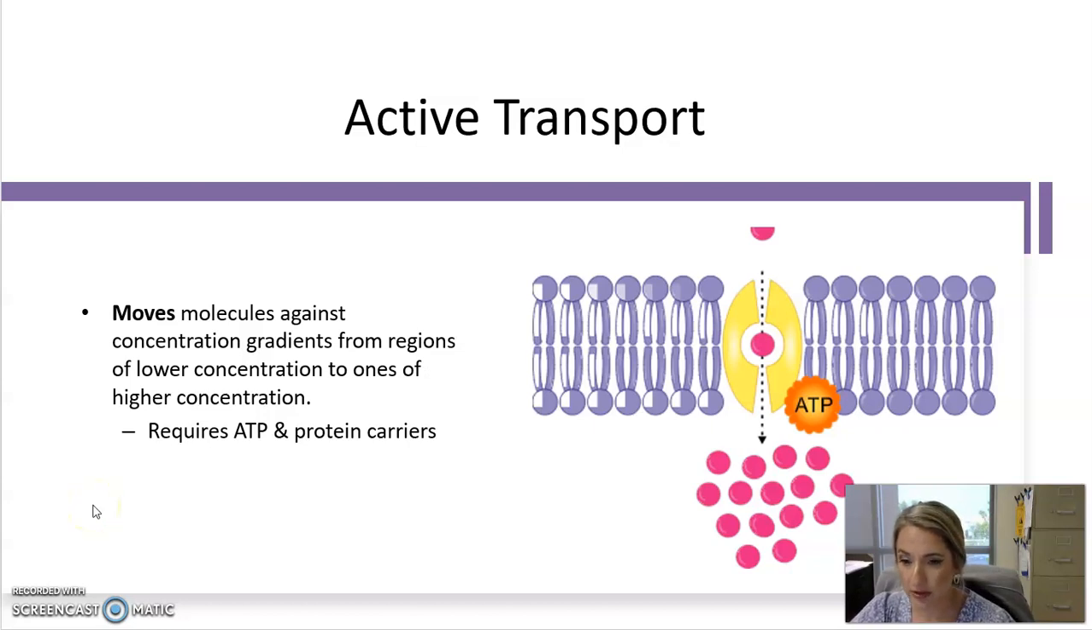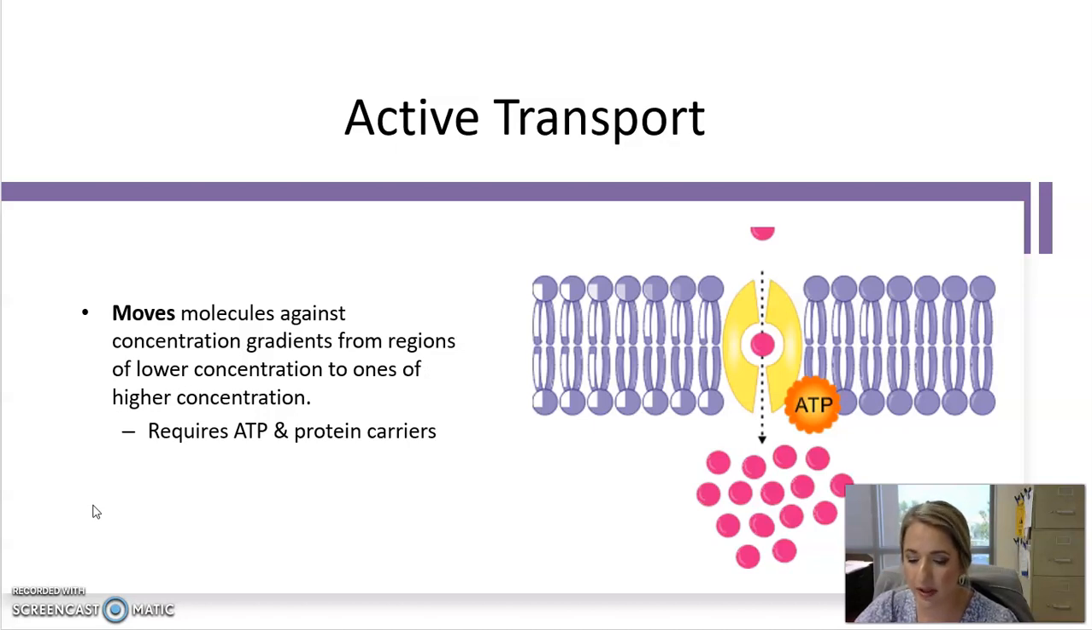So the next type of transport is active transport, which is helpful to think of as the opposite of diffusion. If diffusion is moving things from an area of high concentration to an area of low concentration and does not require energy, active transport is the reverse of that. So in active transport, you are moving molecules from an area of lower concentration to areas of higher concentration. Now you're going up that gradient, which is like walking up a hill, and it does require energy, or ATP. And typically it also involves the assistance of protein carriers.